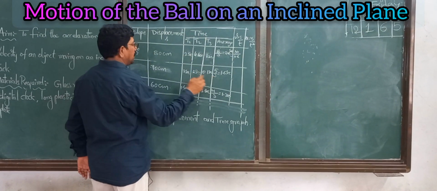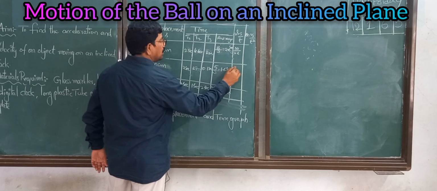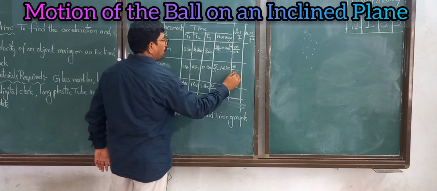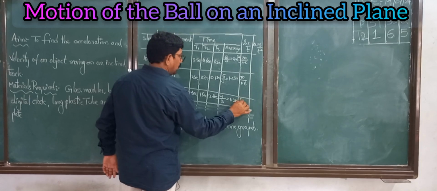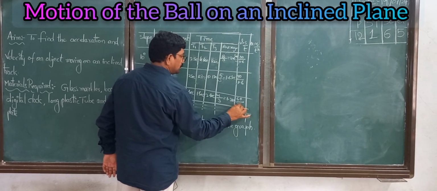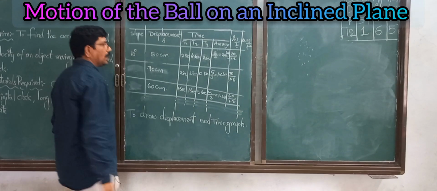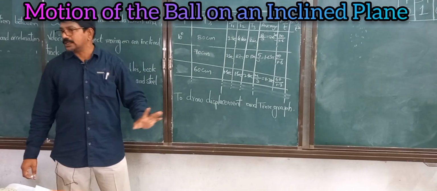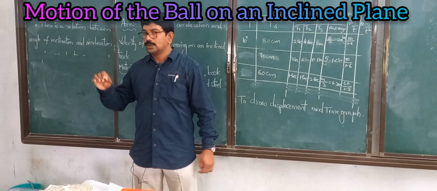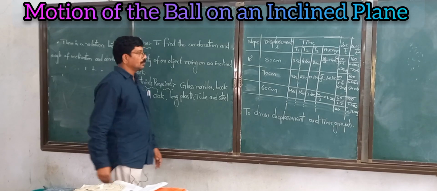Okay, next here it is 70 divided by 1.6. Here it is 60 divided by 1.3. Okay, let us calculate that one. 80 divided by 2.6. One minute, fast. Look at it. Start.